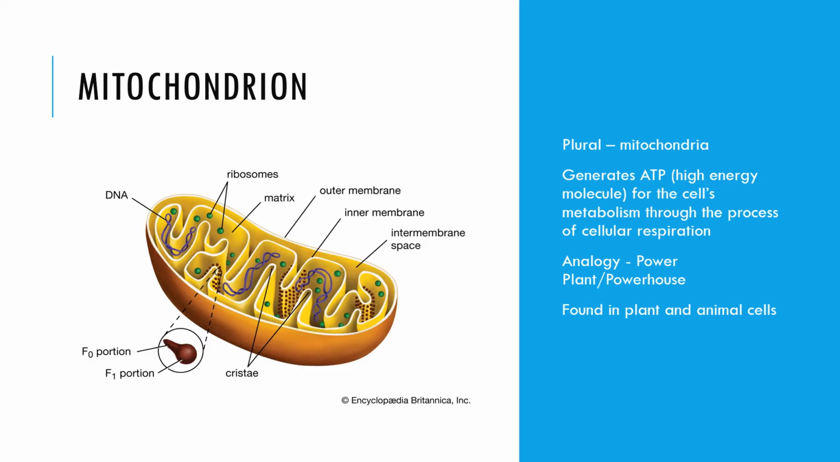The mitochondrion is very important to the cell because it makes a high energy molecule known as ATP, and this helps to provide energy to the cell. It will do so through a process called cellular respiration, which we will examine in a further chapter. A good analogy for the mitochondrion is the powerhouse of the cell or the power plant of the cell because this is where the cell is going to make its energy. We will find mitochondria in both plant and animal cells.